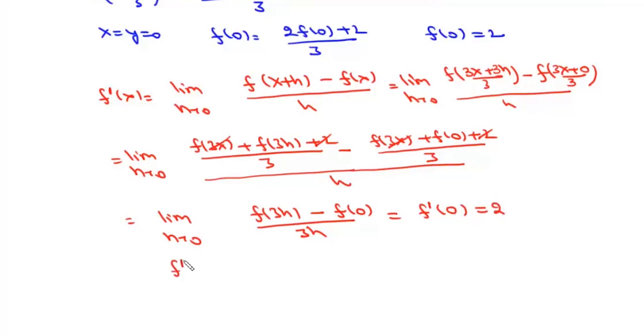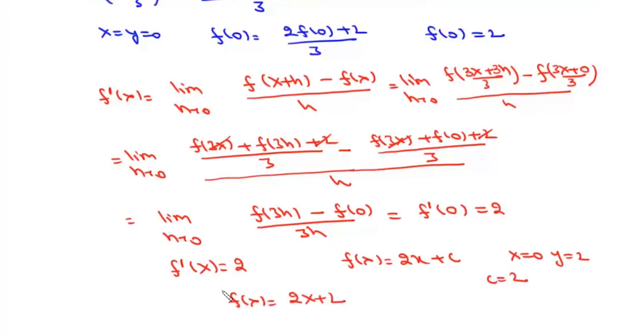So basically, f dash x is constant, and if we integrate this, we'll get fx equals 2x plus c. Now we know that when x is 0, y is 2. That means the value of c is 2. So this function fx is given by 2x plus 2.